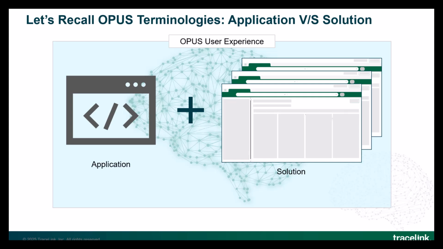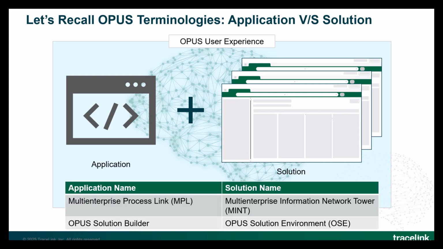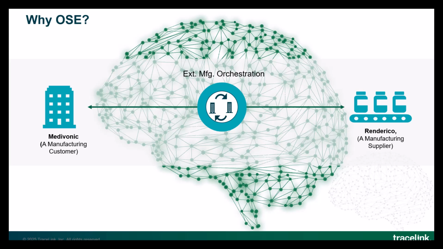What this means is you can configure the UI for your users while the programming that controls the application remains the same. For example, Multi-Enterprise Process Link, MPL, is an application of Multi-Enterprise Information Network Tower, i.e. the Mint solution. Likewise for OSE, Opus Solution Builder is an application, and Opus Solution Environment or OSE is the solution. So why do we need OSE?